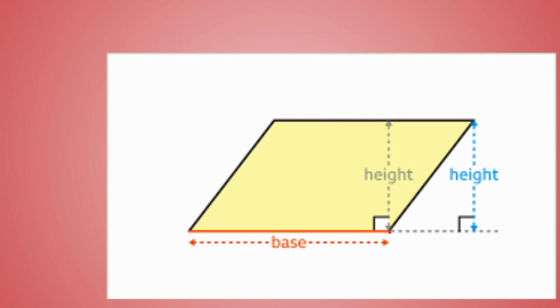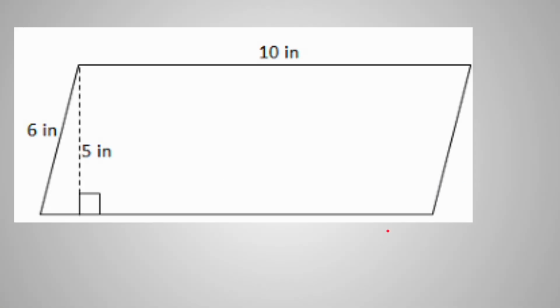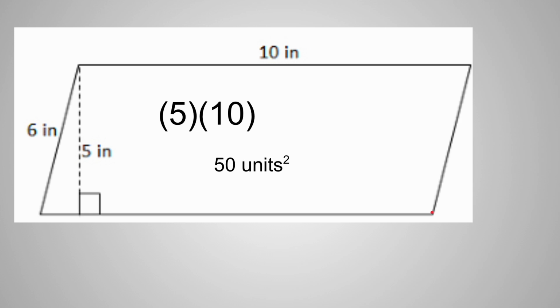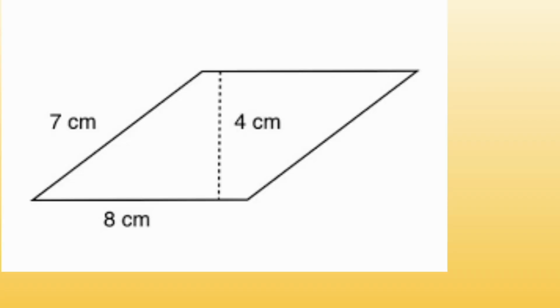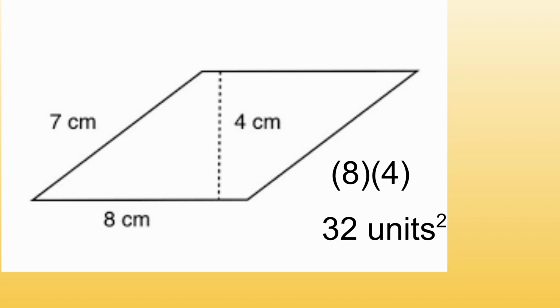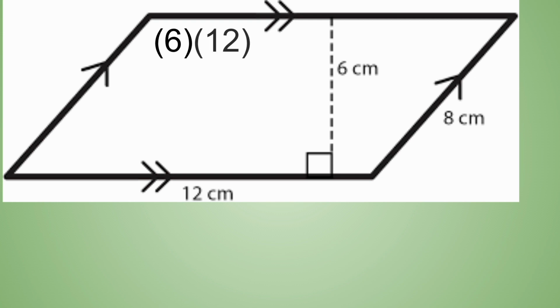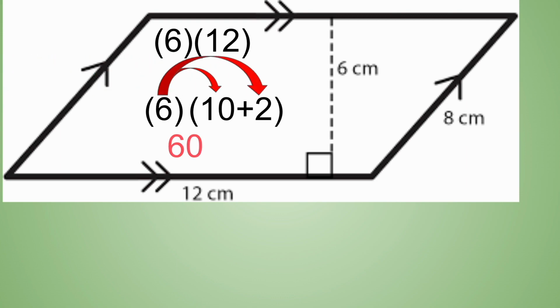When finding the area of a parallelogram, be sure you're using the straight up and down height that is 90 degrees from the base, not the diagonal of the shape. Here we multiplied 5 times 10 to get an area of 50. Here we multiplied 8 times 4 to get an area of 32. Here we multiplied 6 times 12 to get an area of 72.